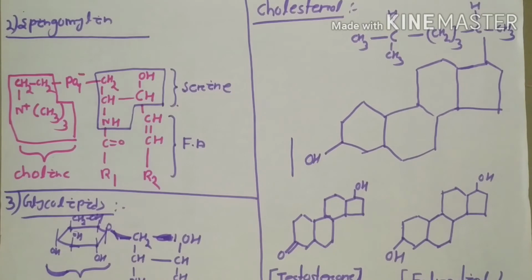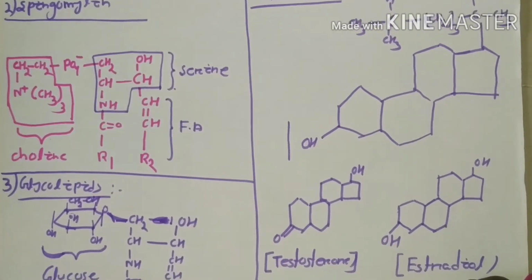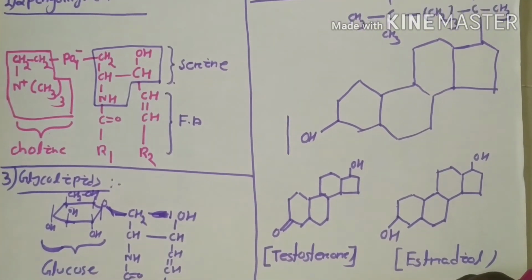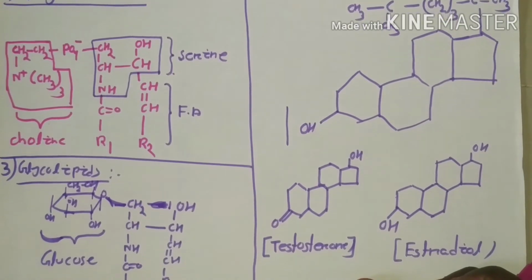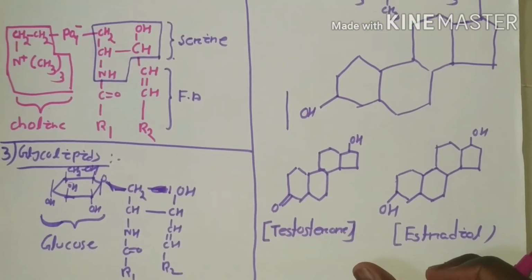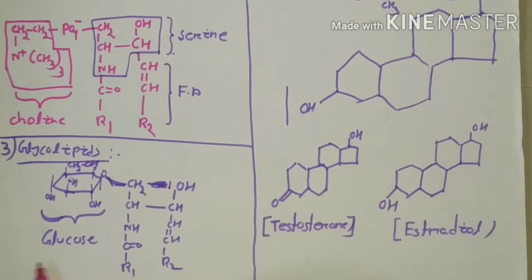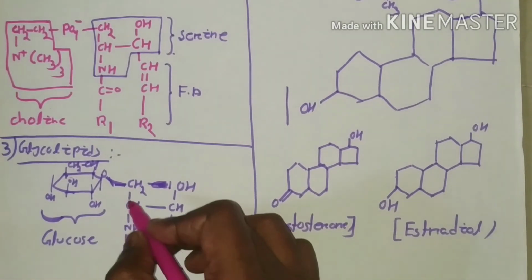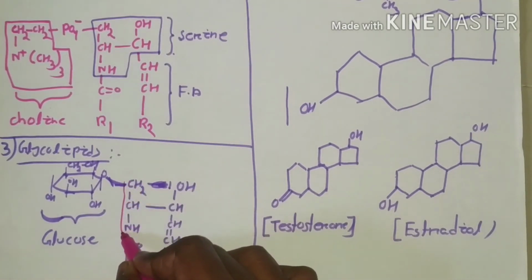The third one is glycolipids, which are similar to sphingomyelin, but instead of phosphocholine, a glucose is attached to the serine group.